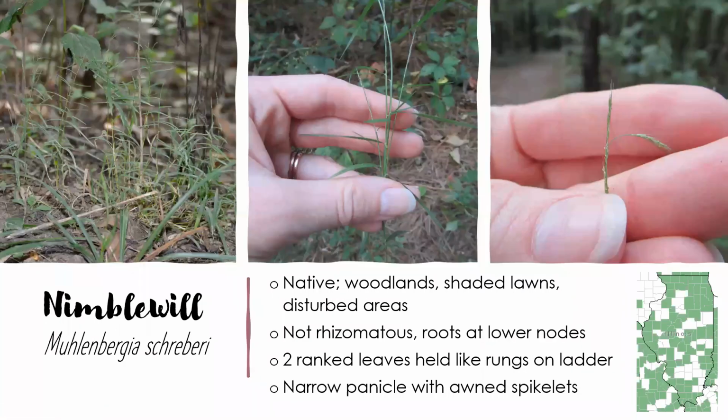Okay, next up we have 3 grasses that I find somewhat difficult to tell apart, but I found a few characteristics that will hopefully help us out. So this first one is called nimblewill, Muhlenbergia schreberi, and it is one of the muhly grasses. And there are 14 different grasses in this genus in our state. They're also known as satin grasses, okay?